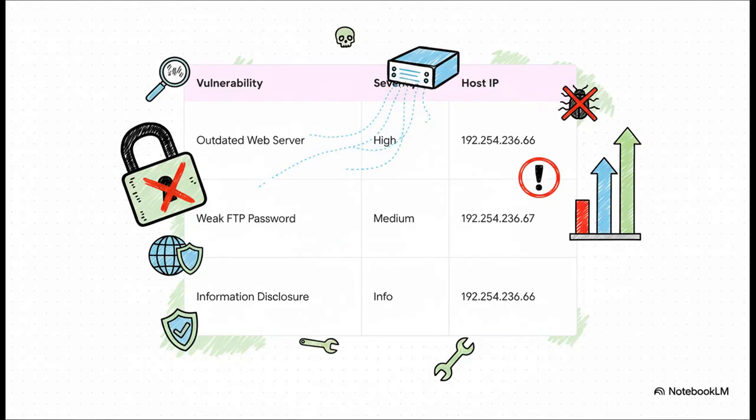And this is what you get. The scanner spits out its findings in a really clear summary. You can see every vulnerability it found, the exact computer that's affected, and, this is the key part, a severity rating. It tells you exactly how serious each problem is.